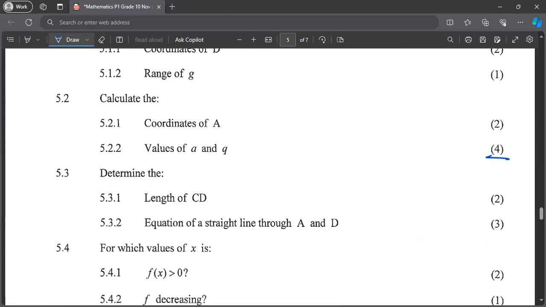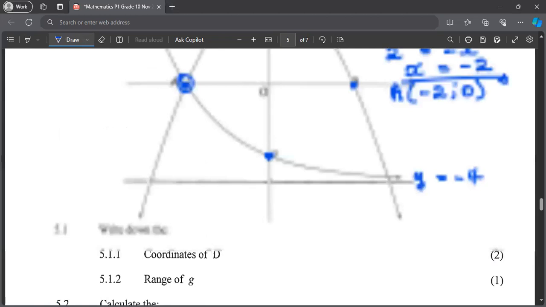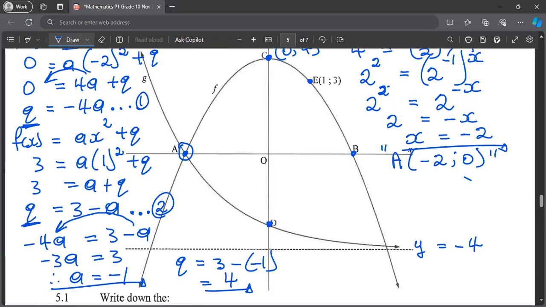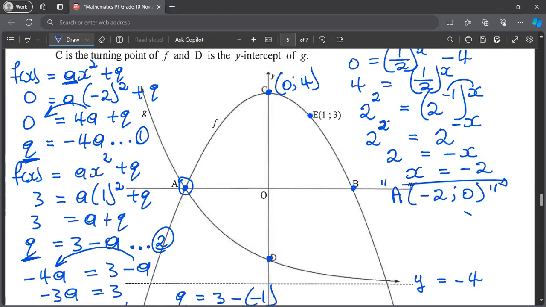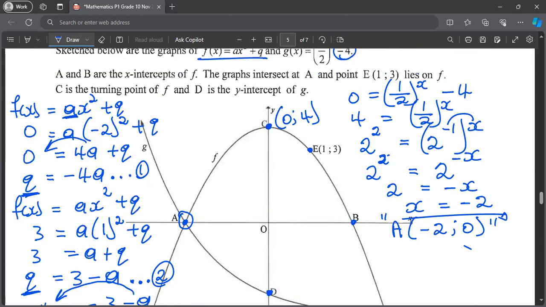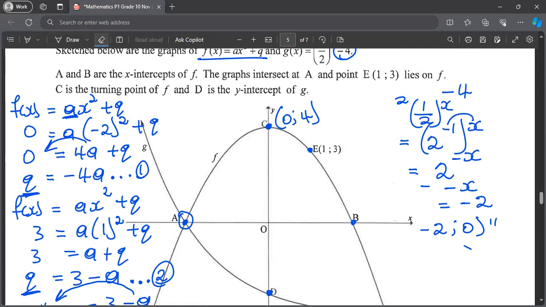Now the next question says, determine the length of CD. Do you see that? Now, if you look at the sketch, you realize that CD is just a vertical line. And if you must calculate the length of a vertical line, you only consider y values. So you say the bigger y value minus the smaller y value. That's how you do it.